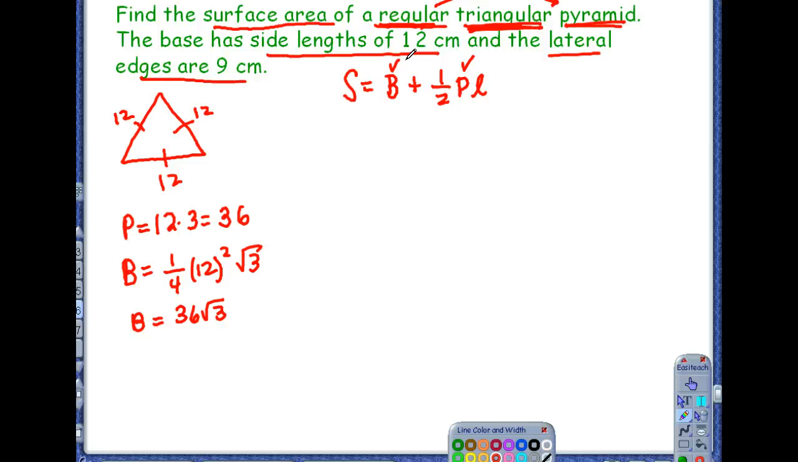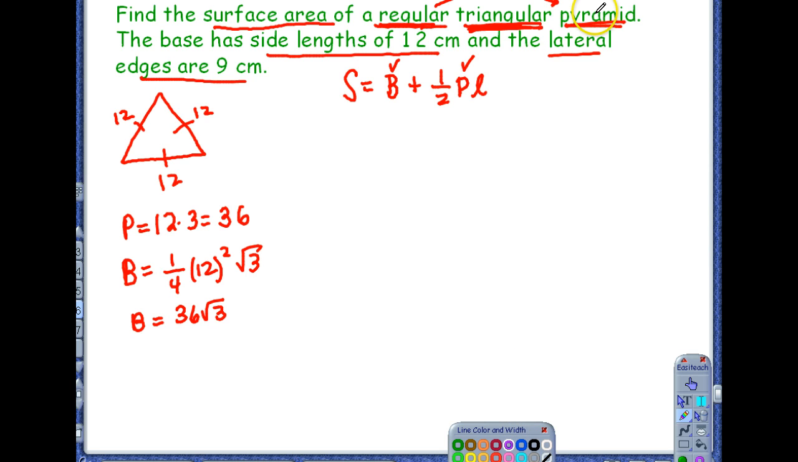Okay. Where are those located? Well, here's the thing. When we talk about a lateral edge of a cone, we're talking about connecting the vertex to a point that's on that circumference. But a cone is a little bit different than a pyramid, because in a pyramid we have a polygon base.